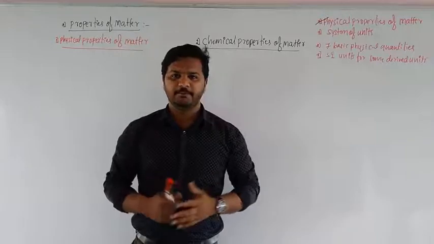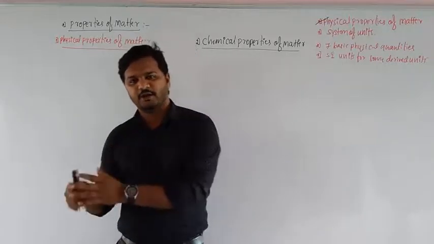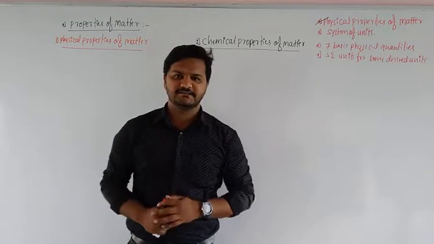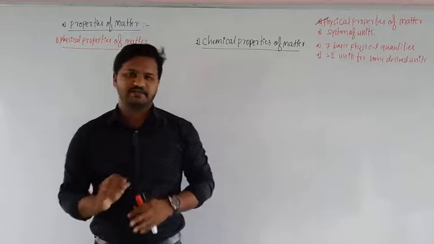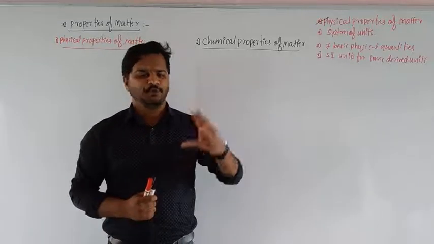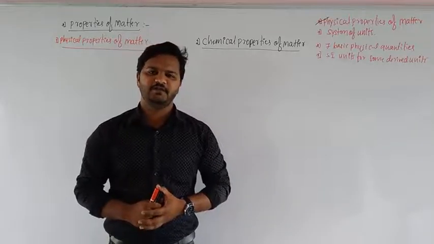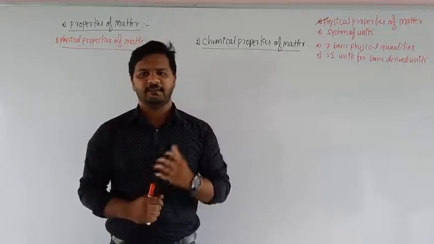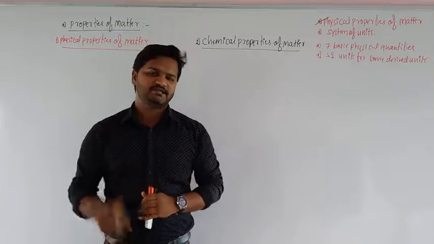Example: melting point. Melting point of water is 0 degree Celsius, boiling point of water is 100 degree Celsius. Means without changing their identity we can easily measure the property of a matter. Melting point, boiling point, and the density. Water density is always 1.